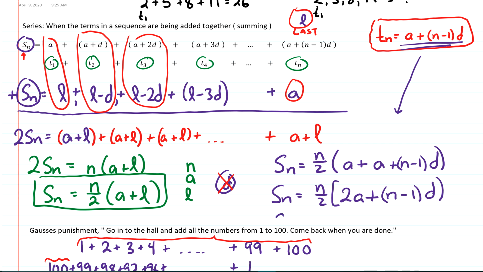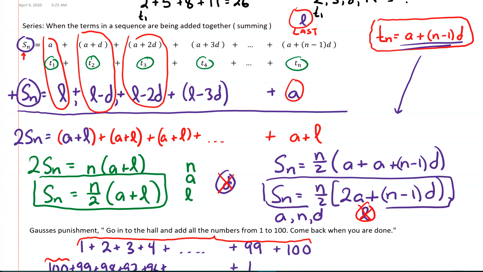So if you knew A, n, and D, it would assume that you don't need to know the last term in the pattern. So we've kind of got 2 different formulas depending on what information is given to you, but they both determine the same thing, the sum of the n number of terms in an arithmetic series.